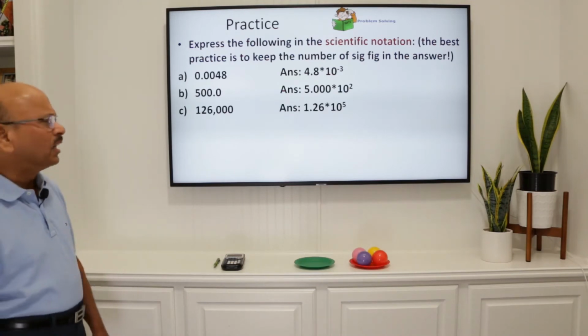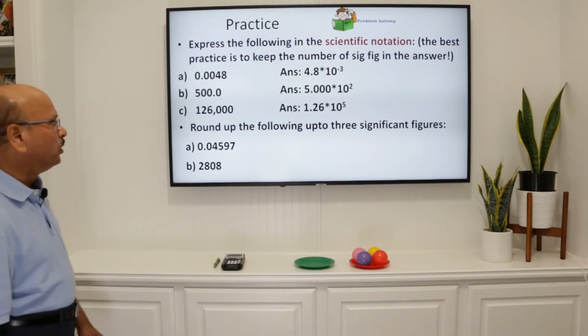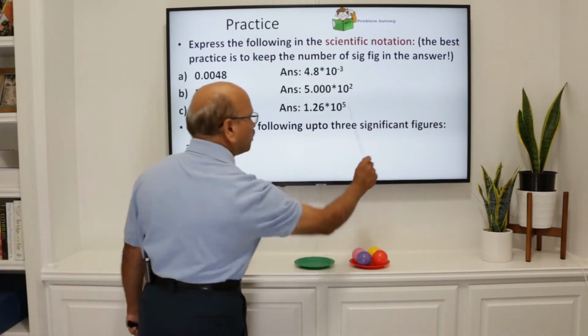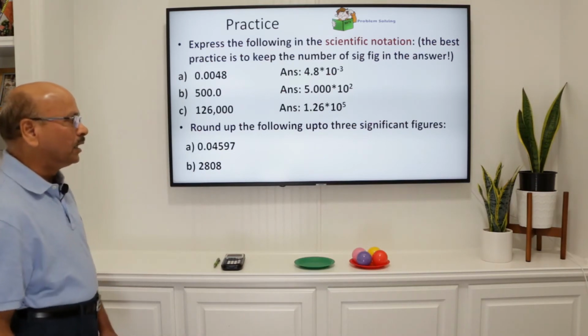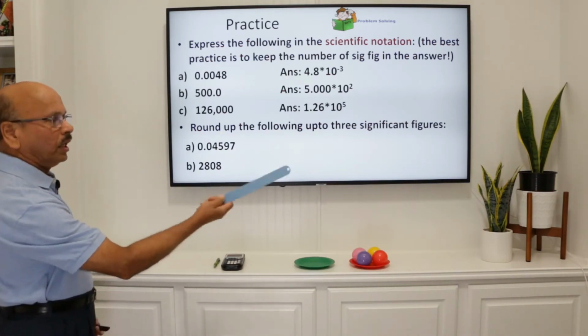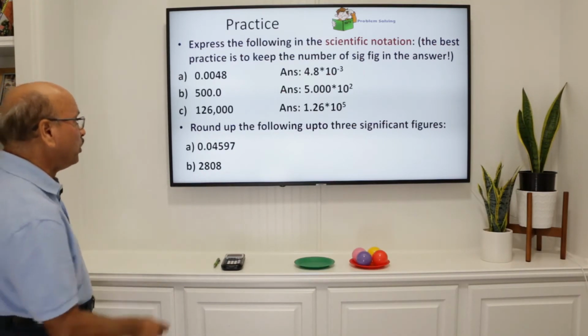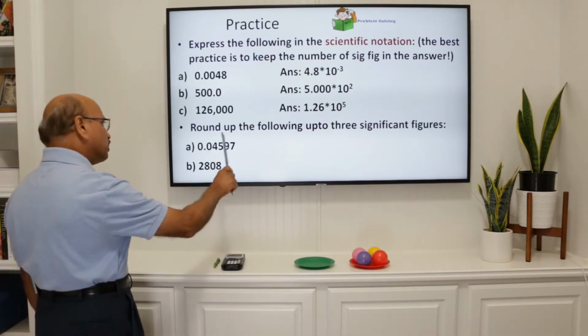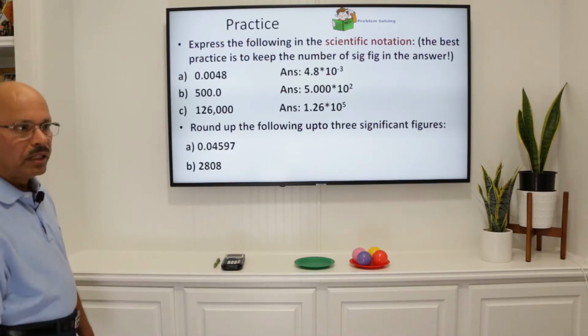I think you get the idea now. Now, let's do this. Round up the following up to 3 significant figures. Okay, we have 2 numbers given. So what's the idea? You only need a correction up to the 3rd significant figure. So go from the left, count up to the 3rd significant figure, then cut it off and then round.